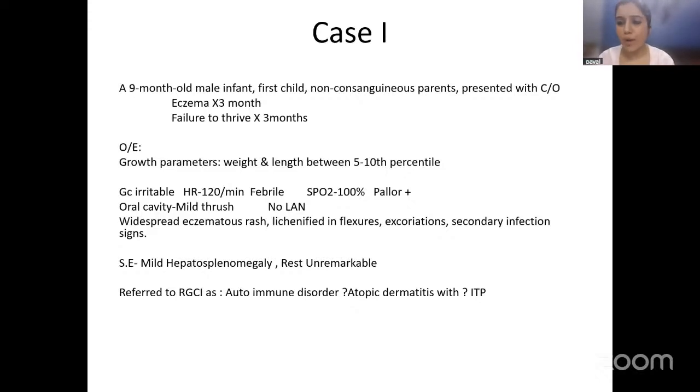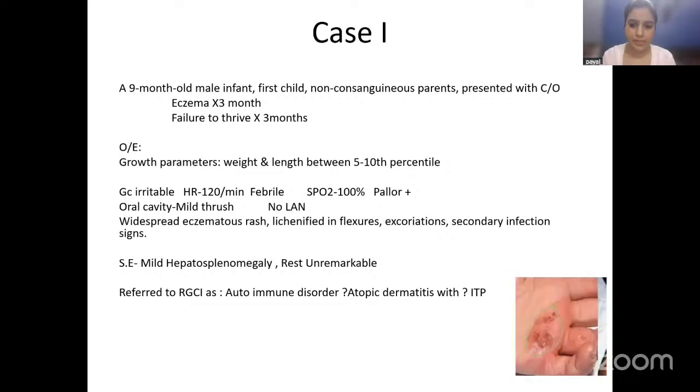Now, why did he come to RGCI? Why did he come to our hospital? It was actually atopic dermatitis with ITP. So they thought probably this child has an autoimmune issue with atopic dermatitis and with ITP. This child had borderline platelets, so they thought that probably there is some autoimmune issue. This was a child at Railway Hospital, which came to us.